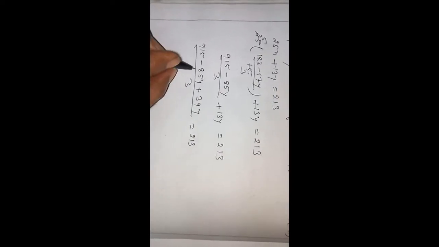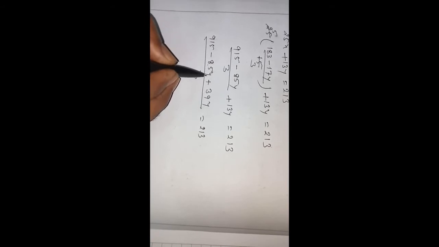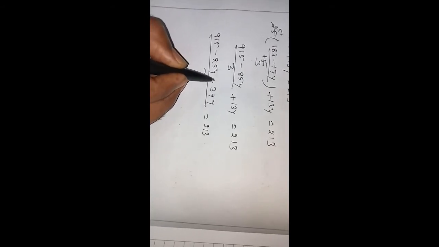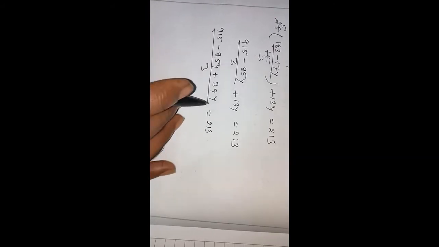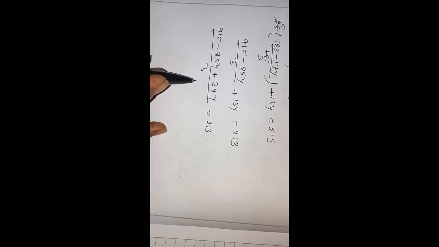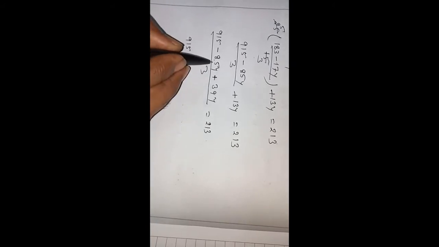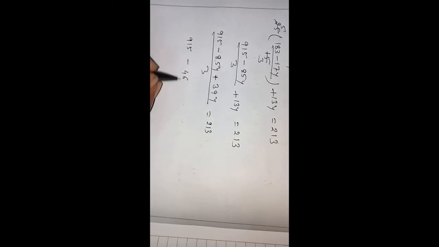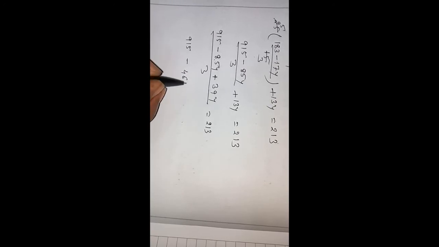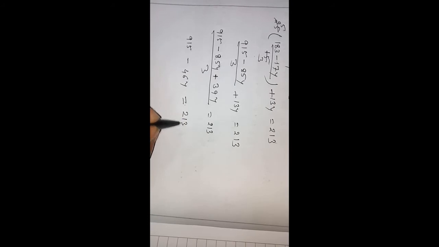Now subtracting these two numbers because one number is positive and another is negative. Absolute value of minus 85 is greater than absolute value of plus 39. So answer will be negative. 915 minus 46y is equal to 213 into 3.